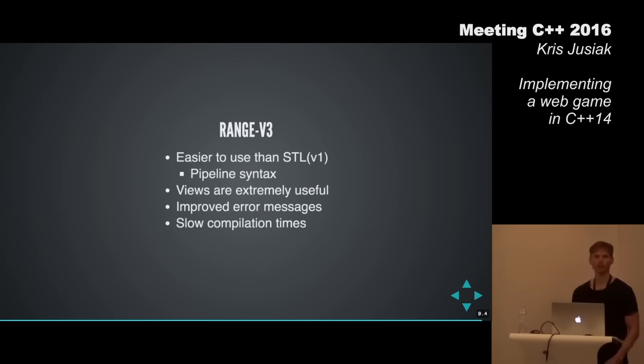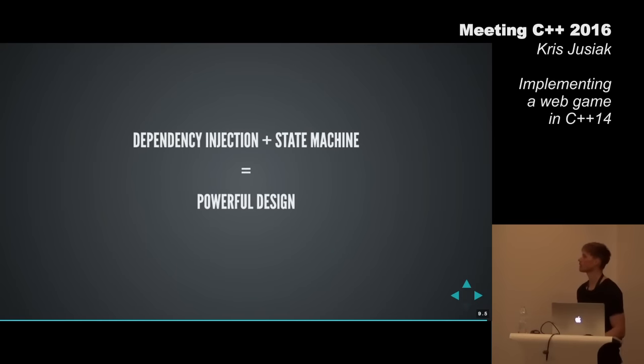Ranges, be free. As you may know, Eric Niebler is working on proposing that to the STL2, and hopefully in 2020 we will get it. Maybe we'll get it earlier as a TS. I would like to say that views are really powerful. As you see, it's really easy to operate on them, get a partial view, and just operate. The problem with this is that it compiles quite slowly right now, but I guess that might definitely be improved. And last but not least, in my opinion, dependency injection plus state machine is a really powerful design, which might solve a lot of problems for you without tedious, boilerplate and hard to maintain stuff.